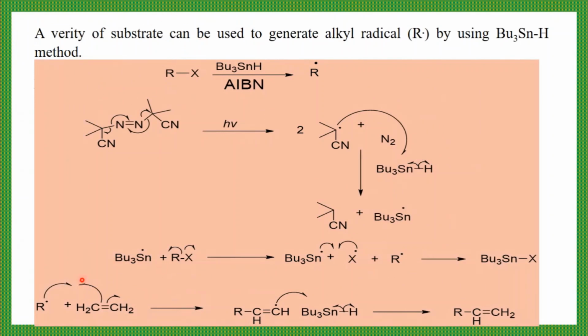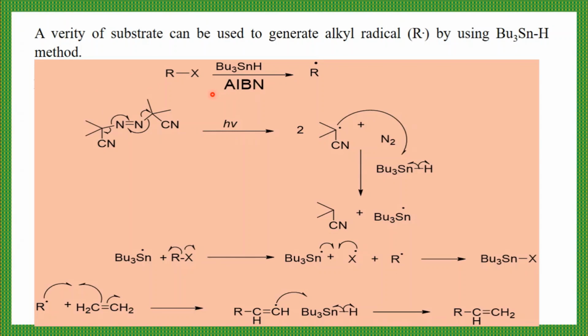So here in this slide, we'll see that a variety of substrates can be used to generate the alkyl free radical by using tributyl tin hydride. We can generate this R radical by using tributyl tin hydride, and the substrates are alkyl halide, and also nitroalkane. So you can generate that R radical from nitroalkane.